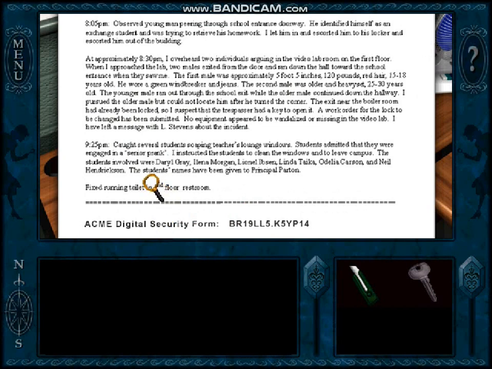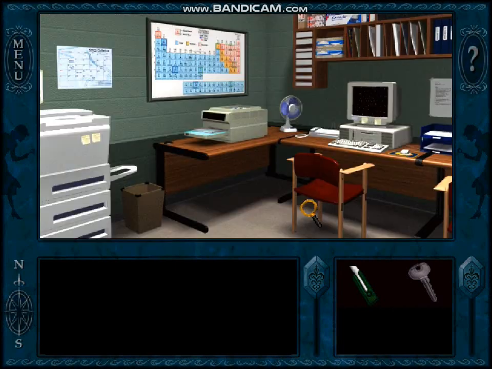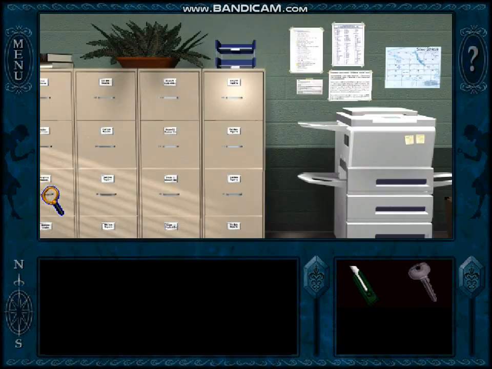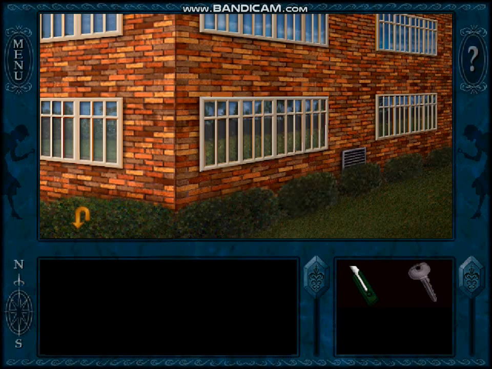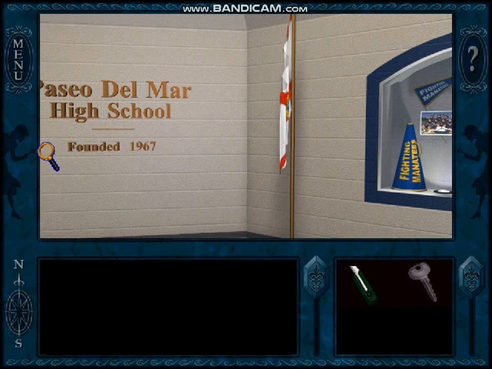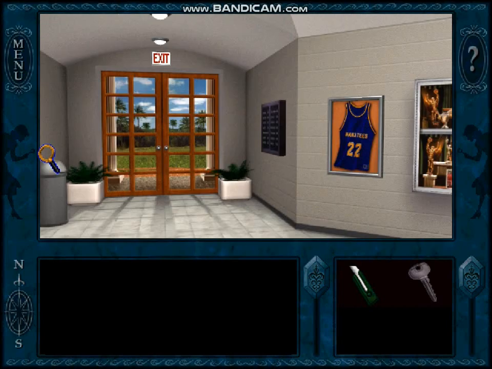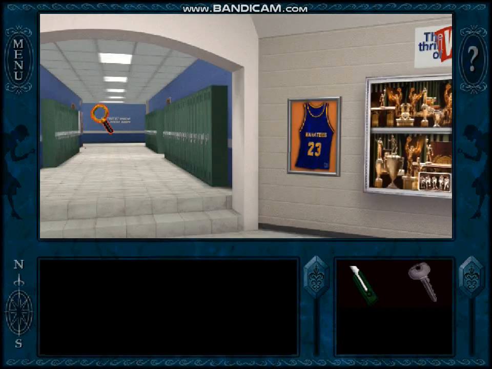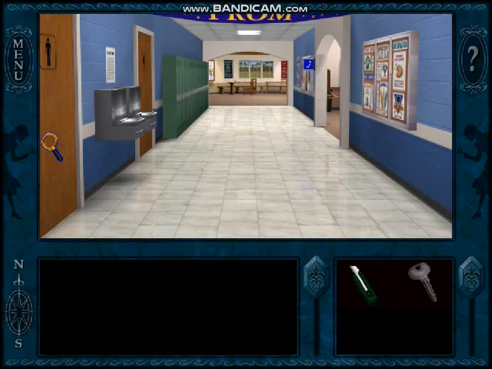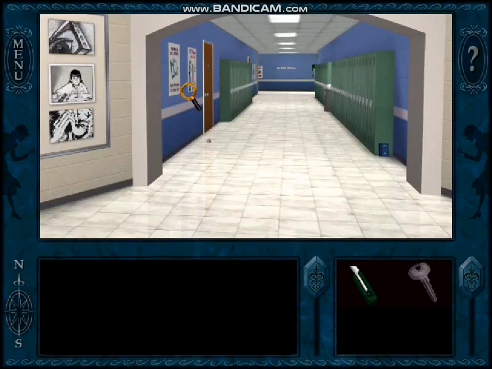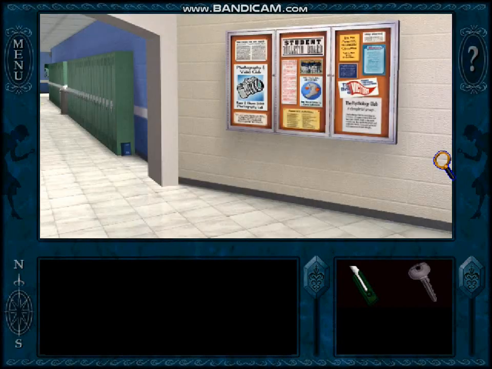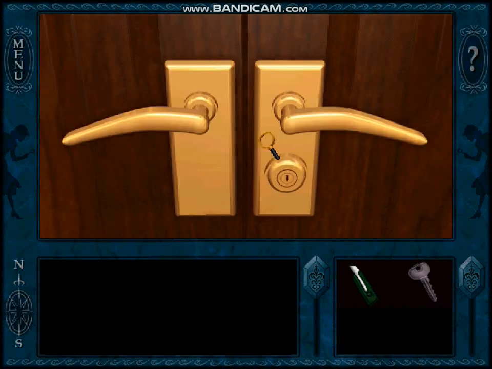Something is going on. Caught several students. I wonder if it has some relation to the pharmacy. Who knows? But it's time to go back inside of the school, because what we need to do first of all is go to the library. We need to go to the library because that's very important right now. You can also look at the bulletin boards, but they're not as important. But it does give you clues, by the way. This is what this key is for.